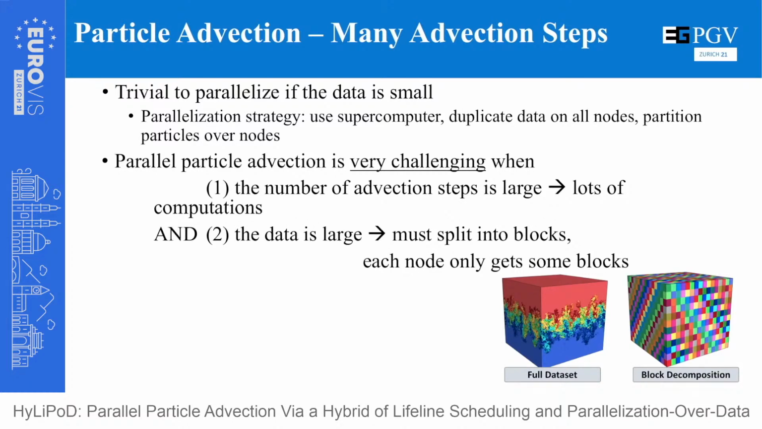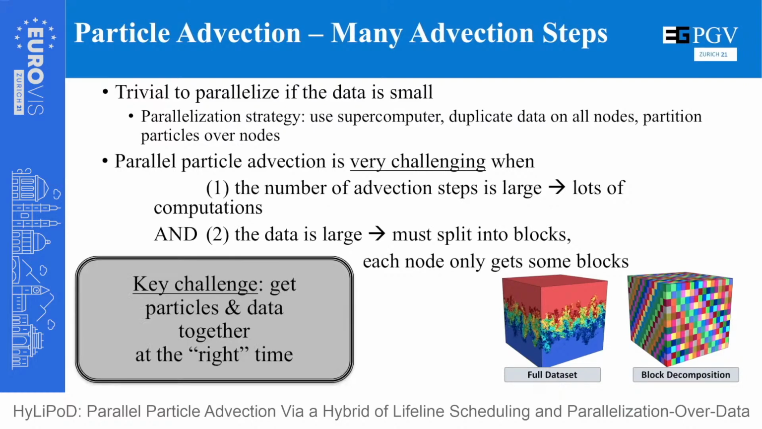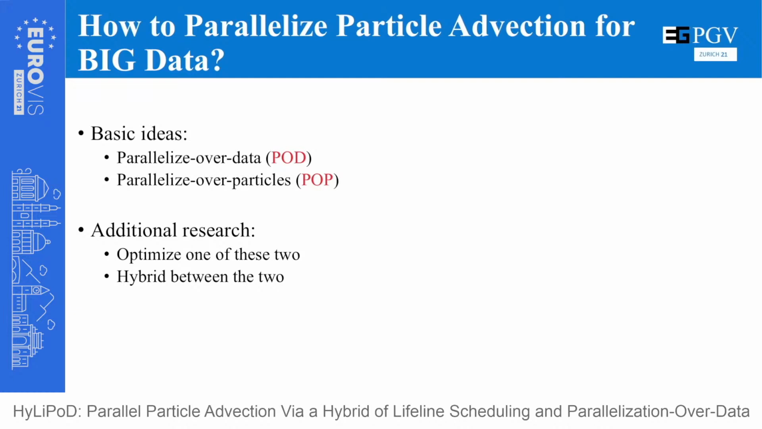But if the data is large, this becomes more challenging. Since we have a lot of computation and the data is large, which means we need to split it across multiple nodes. We need to make sure to have the right data block and the right particle at the same node at the same time to be able to compute one advection step. There are two main algorithms to do parallel particle advection: parallelize over data and parallelize over particles. Other solutions have been proposed as an extension of one of these or as a hybrid of the two.